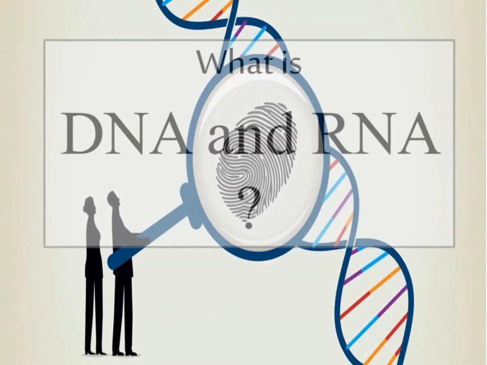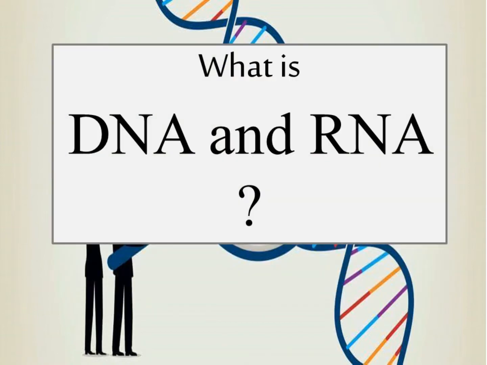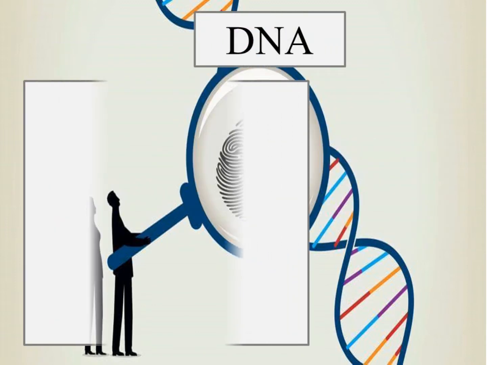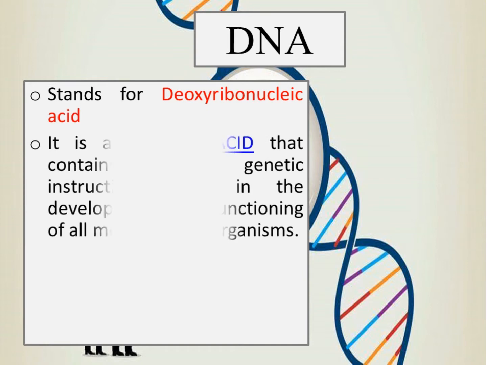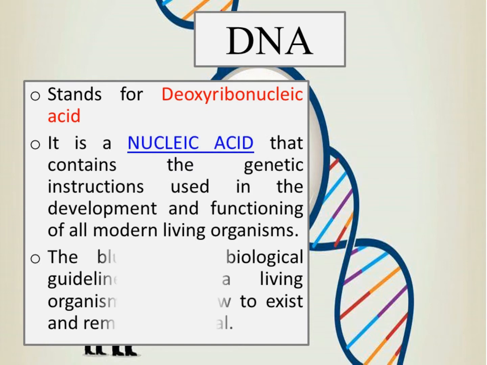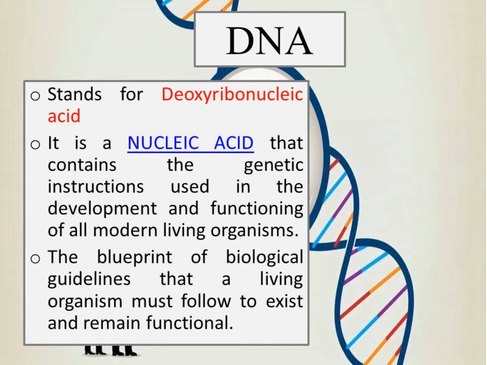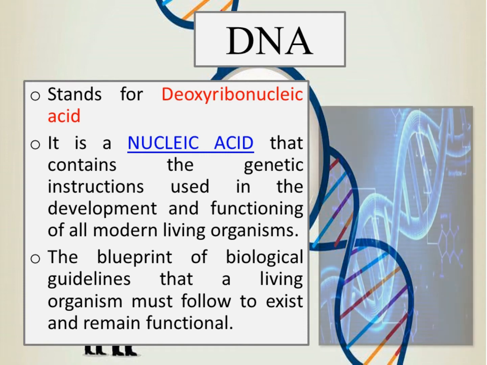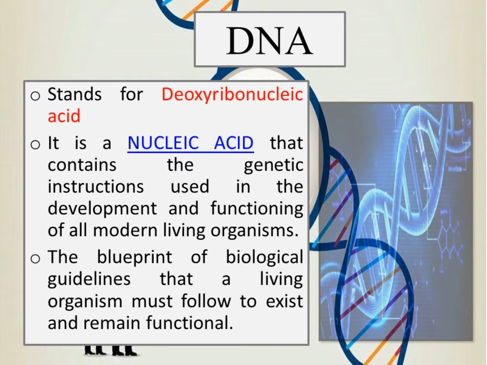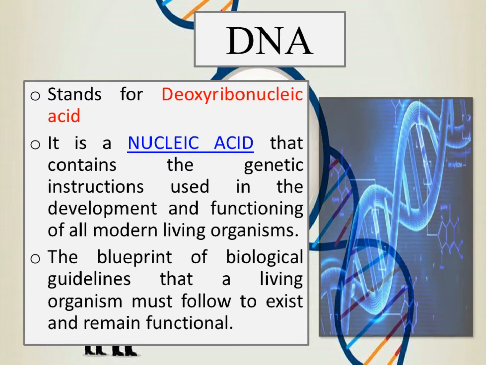What is DNA and RNA? DNA stands for deoxyribonucleic acid. It is a nucleic acid that contains the genetic instructions used in the development and functioning of all modern living organisms. The blueprint of biological guidelines that a living organism must follow to exist and remain functional.